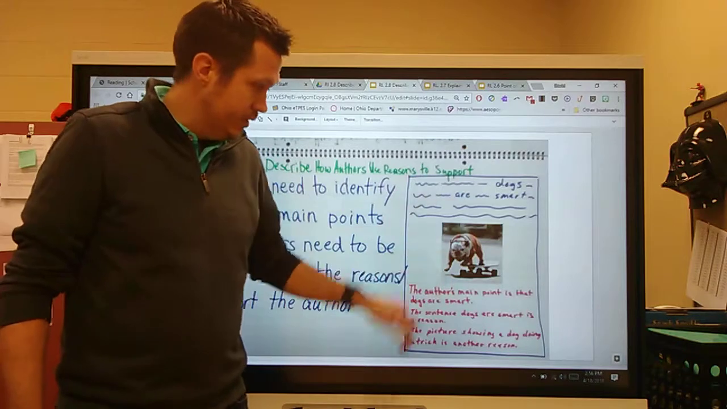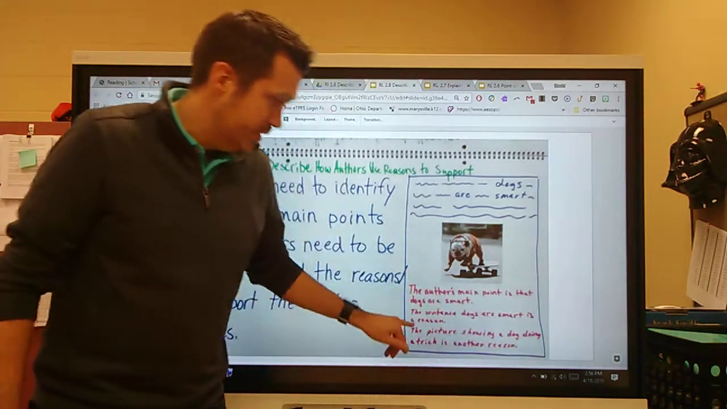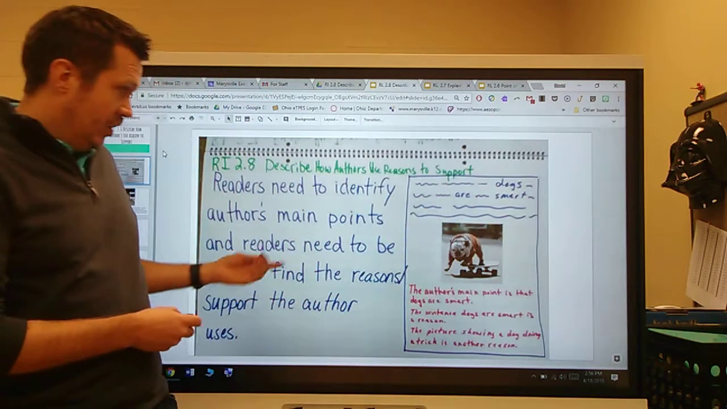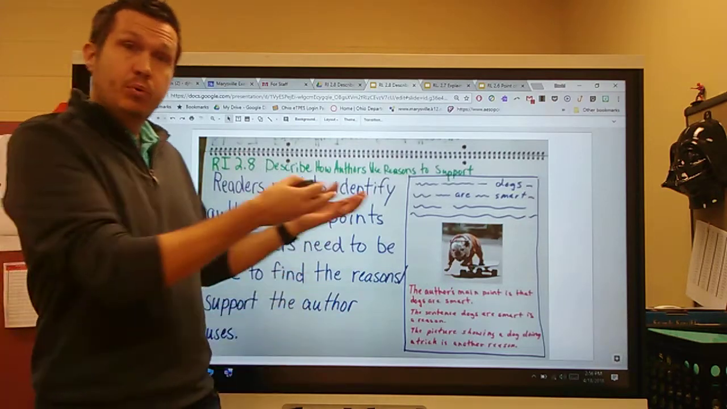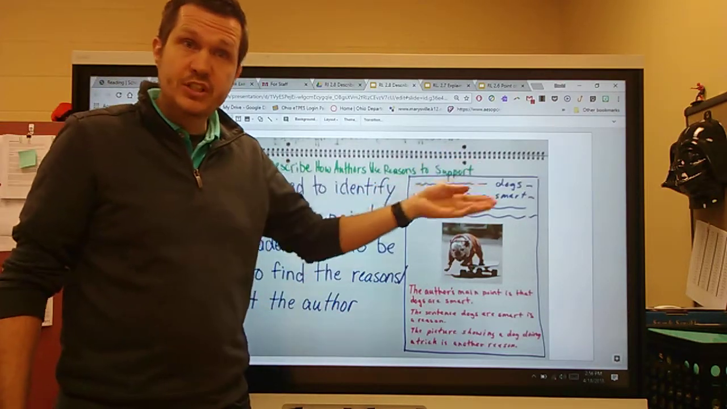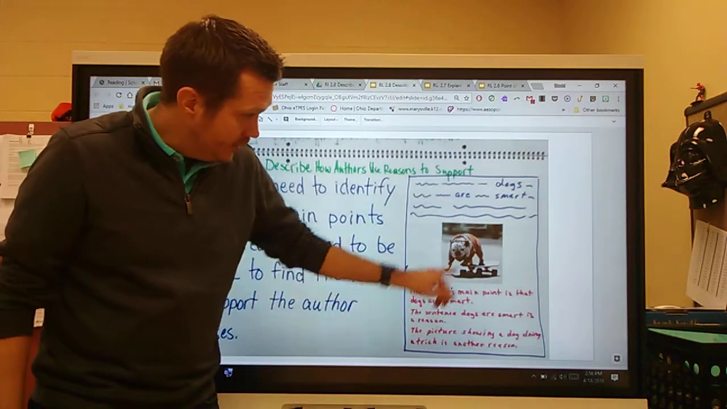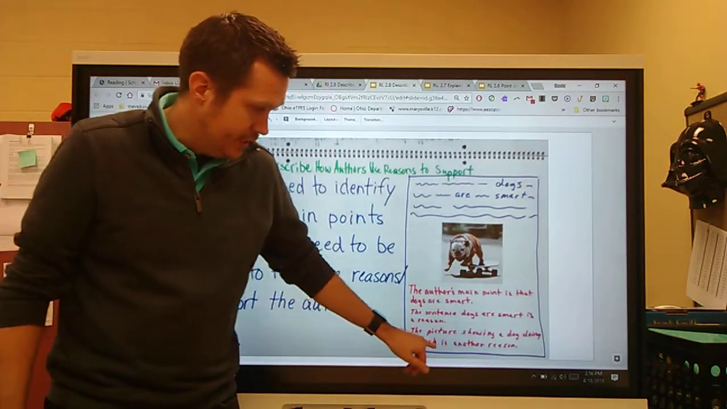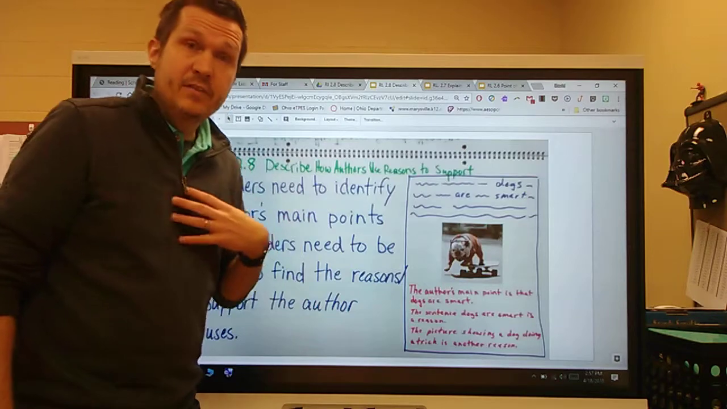So that's support. So the sentence dogs are smart is a reason. That's one example. Dogs are smart. That is called textual evidence or textual support to support our main point, which is dogs are smart. So that's one clue I found. Another clue is the picture, right? The picture showing a dog doing a trick is another reason to support my idea that the main thought is that dogs are smart.